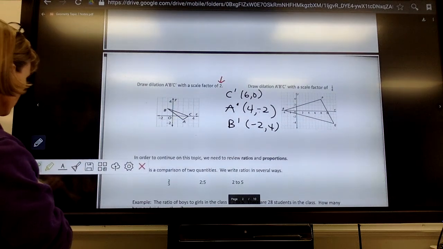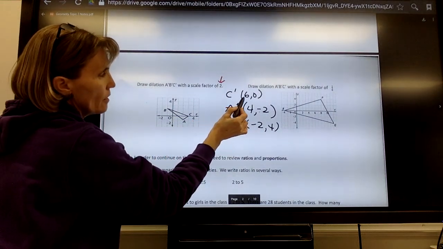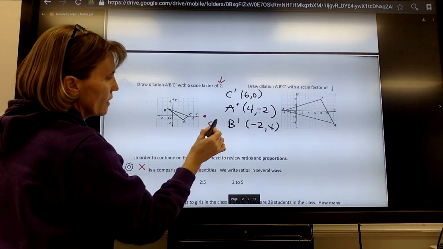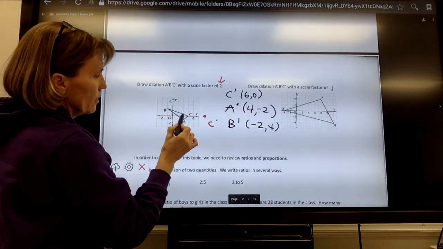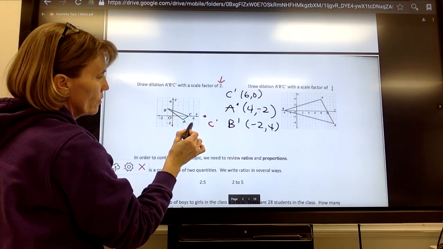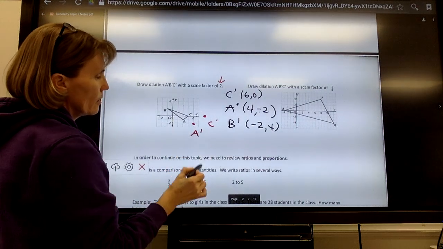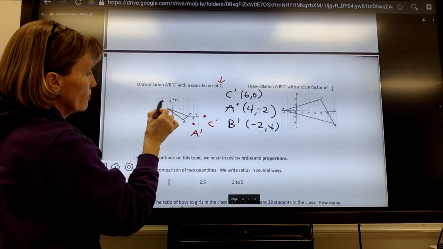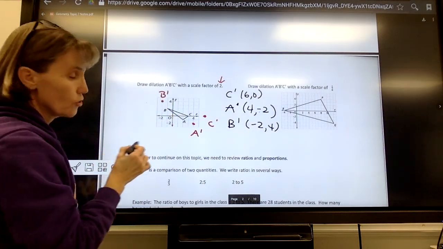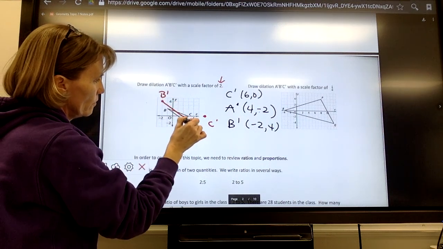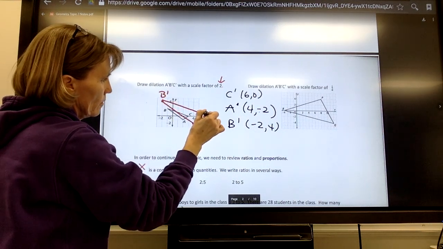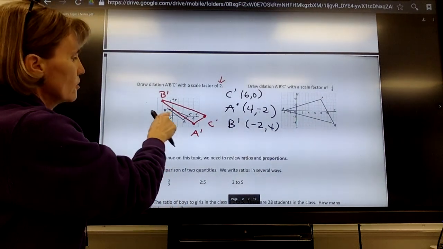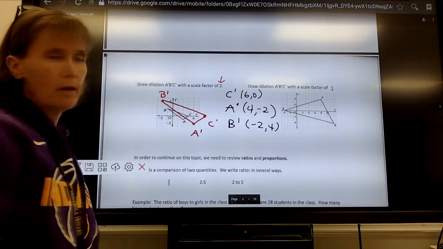I'm going to change colors here. I'll go back to red so you can see it. That C is going to be out here at 6, 0. I'm going to estimate where that's at. A is going to be located at 1, 2, 3, 4, negative 2. This is where the dilation of A is. And B is going to be at negative 2, positive 4. Make sure you connect your points. Use a straight edge if you want. That figure that I just drew in red is 2 times as big as the original figure of ABC.